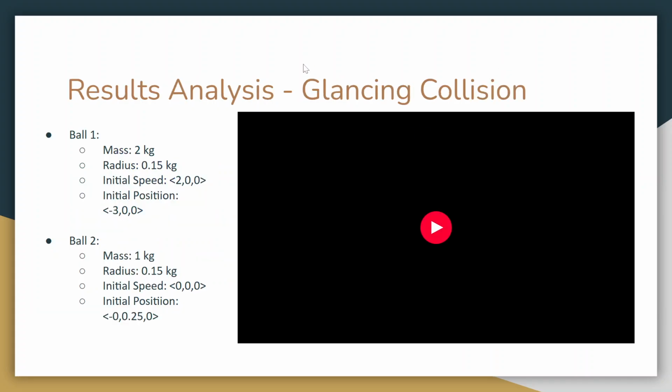So this is the first analysis that I decided to run, and it's a glancing collision, and you can see the initial conditions on the left. A glancing collision is just that: when two balls hit each other and then they both go off at certain angles, so it's not head on.